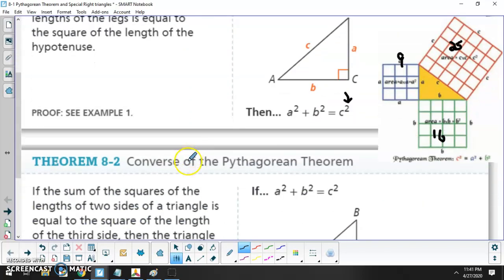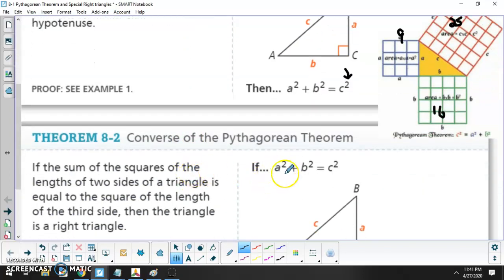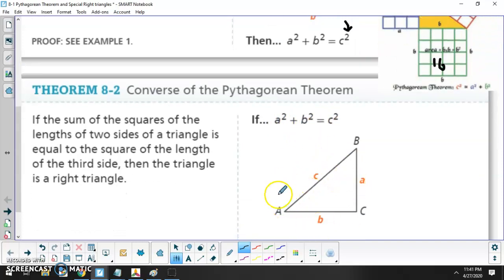There's also a converse to this theorem. If you have numbers that plug into this formula and it's a true statement, those three different numbers would form a right triangle, provided that you make the longest one c, the hypotenuse. So basically the three numbers that make this true means that you have a right triangle. You can read it there if you want.